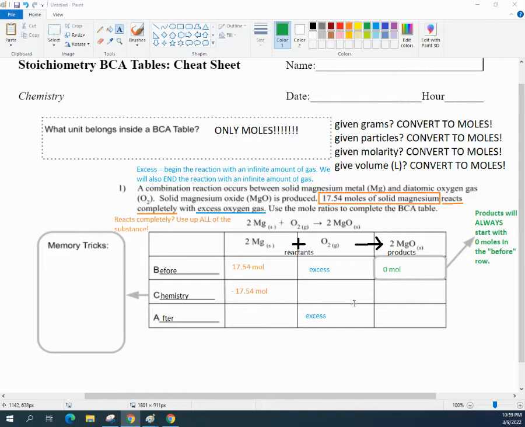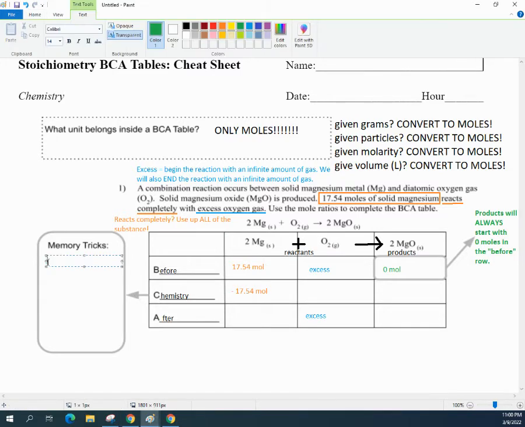Fabulous. Now, let's move on to the next row, because we've already filled out all of the before row, and I haven't done any math yet. So now on to the chemistry row. It's important to know that when we're talking about chemistry, we are talking about the action of producing a chemical reaction. The chemical reaction is taking place. This is like the action row.